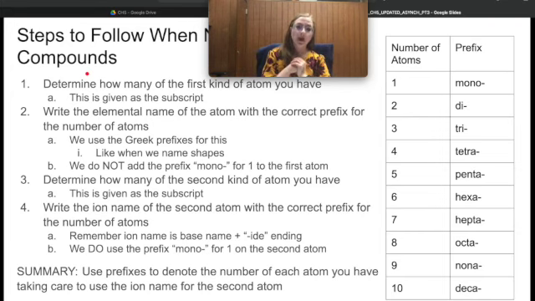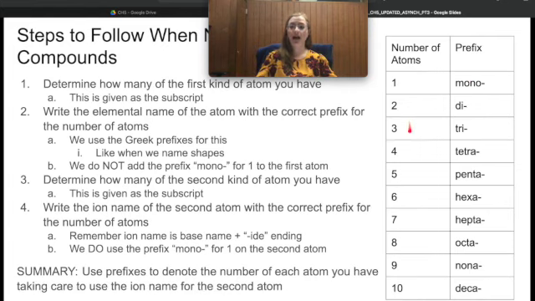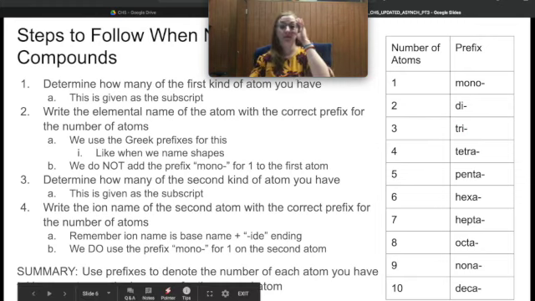From there, we write the elemental name of the atom, so that name on the periodic table, with the correct prefix for the number of atoms that we have. You can see my list of Greek prefixes right here on the side. So if I have one atom, I have mono. If I have two atoms, I have di. Three atoms, tri. So on and so forth through deca.